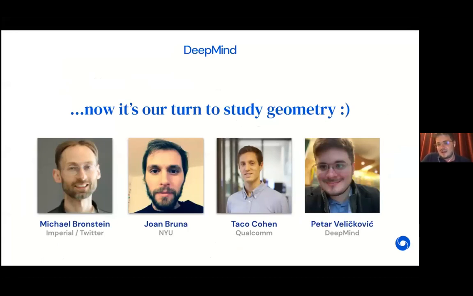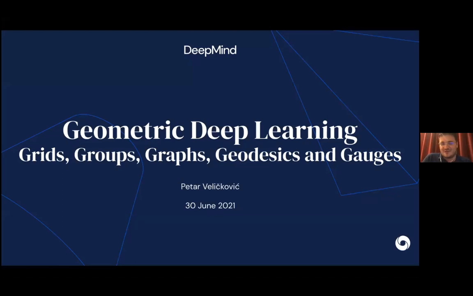So my name is Petar Veličković. I'm a senior research scientist at DeepMind, and alongside Michael Bronstein, Joan Bruna, and Taco Cohen, we have set out to do exactly this, to study the current state-of-the-art landscape of deep learning through the lens of geometry, invariance, and symmetry. And we have formalized our findings in a book, Geometric Deep Learning on Grids, Groups, Graphs, Geodesics, and Gauges, which I'll be talking to you about in this talk today.